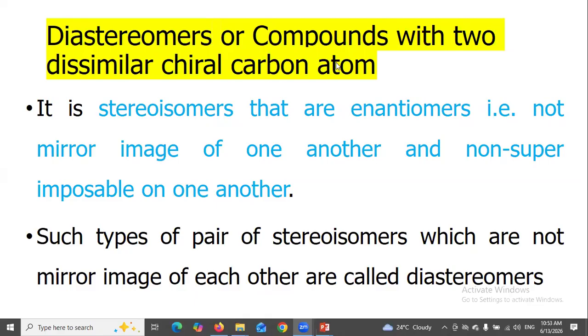Isomers of compounds with two dissimilar chiral carbon atoms: stereoisomers that are not enantiomers, that is, not a mirror image of one another and non-superimposable on one another. Such a pair of stereoisomers which are not mirror images of each other are called diastereomers.